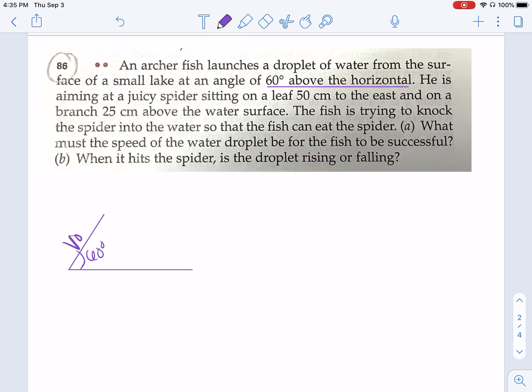He's aiming at a juicy spider sitting on a leaf 50 centimeters to the east. So my delta x is going to be 50 centimeters. On a branch 25 centimeters above the surface of the water. So my delta y then is going to be 25 centimeters. The fish is trying to knock the spider into the water so that the fish can eat the spider. What must the speed of the water droplet be in order for the fish to be successful? So we're trying to find this v naught. Well, just like any projectile motion problem, we need to separate this into delta x and delta y.